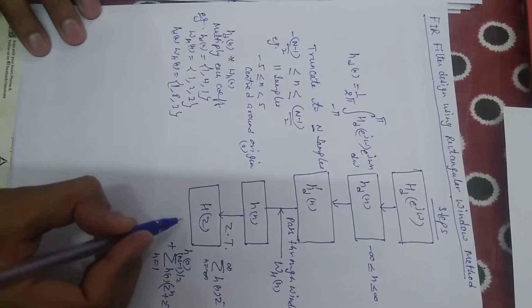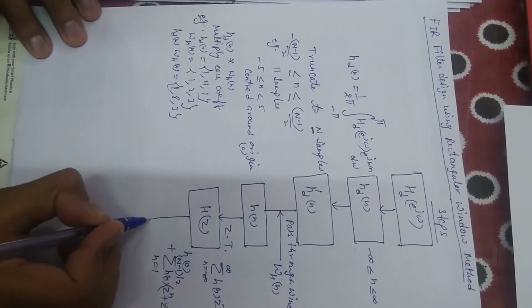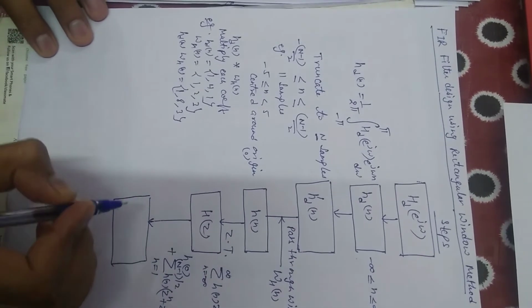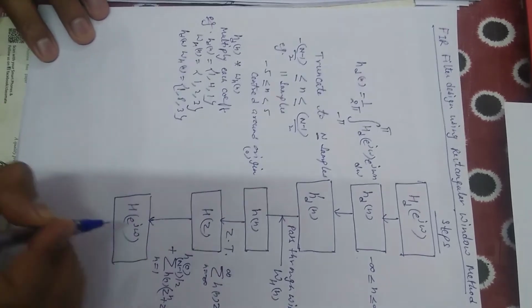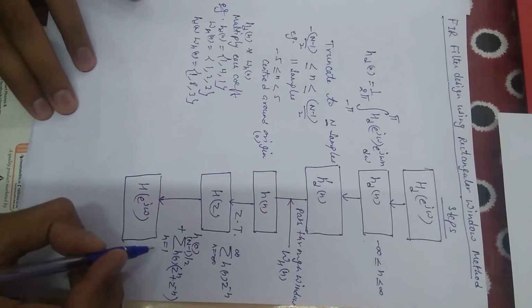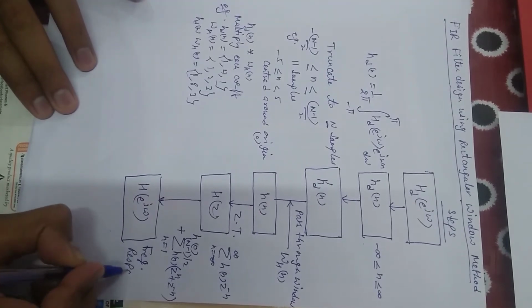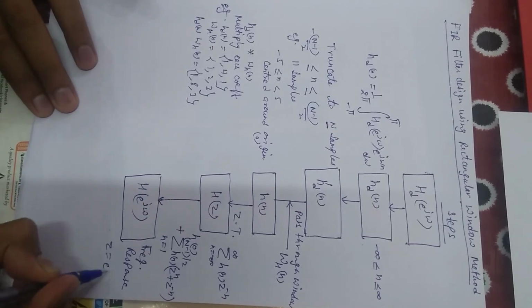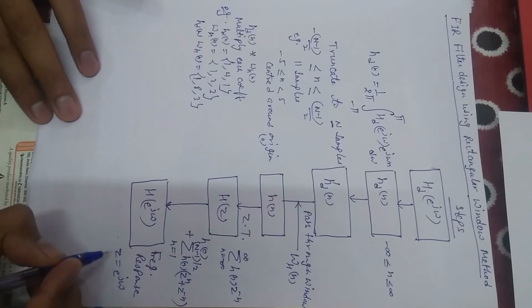Next step, we will have to find the frequency response. To identify the frequency response, simply put z equal to e raised to power j omega in the expression of z.